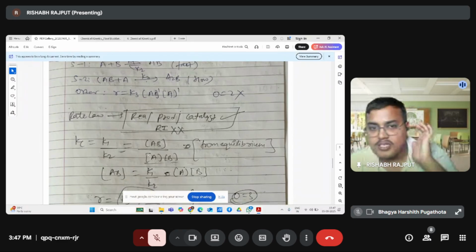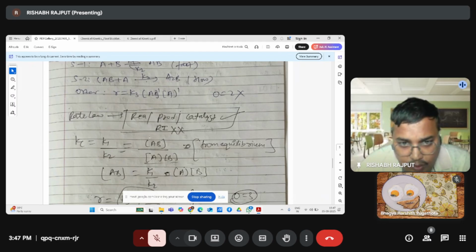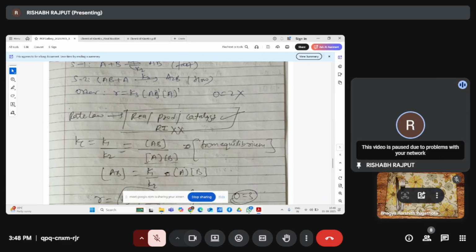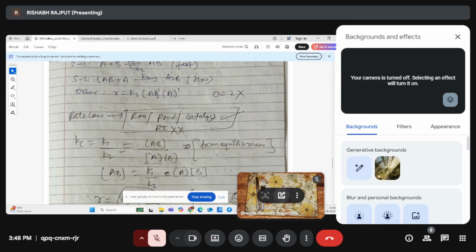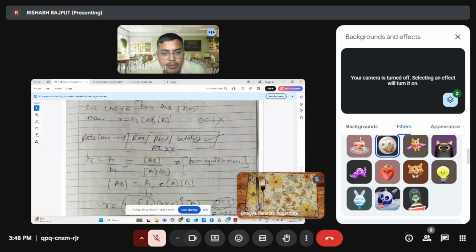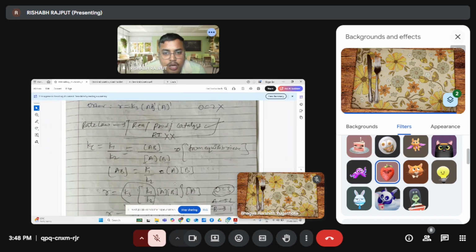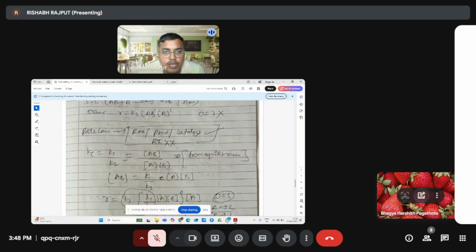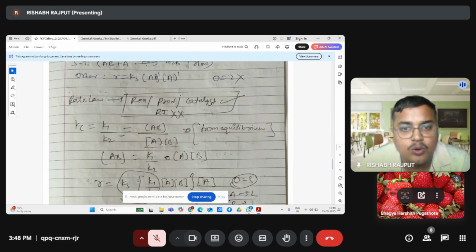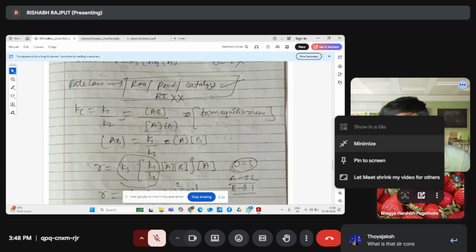Now focus here. From this expression, you can get the concentration of AB: just multiply the concentration of A and the concentration of B by K1 by K2. So the concentration of AB is K1 by K2 into the concentration of A and the concentration of B. Now put this in the rate law, R is equal to K3 into AB power 1. Put the value of AB here: K3 into K1 by K2.